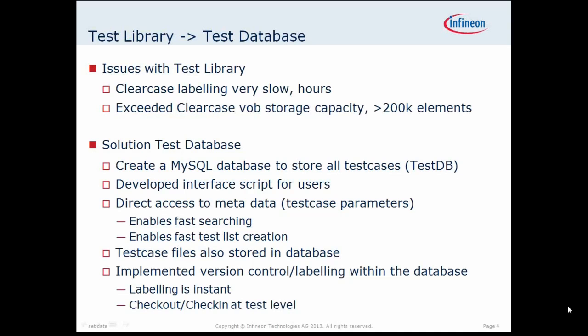So the main issue with our test library as it existed was that the ClearCase labeling was very slow. We've already talked about that. And one thing that we found is that our test library was too big for ClearCase to store. We actually broke the ClearCase FOB structure, which unfortunately is not able to be fixed.